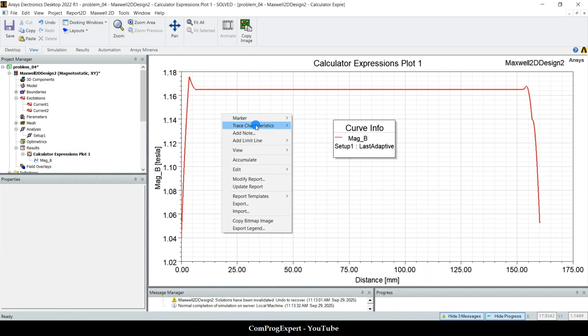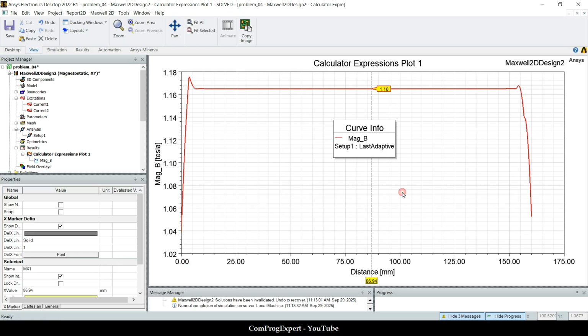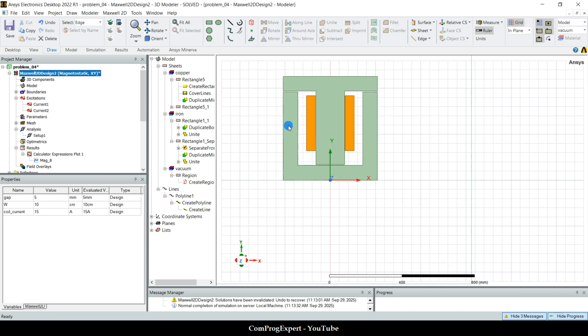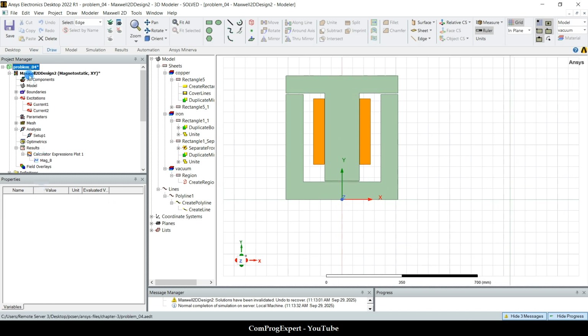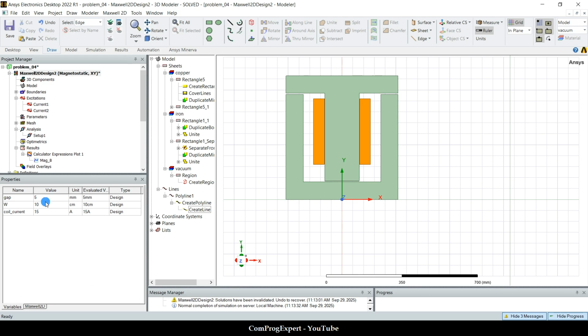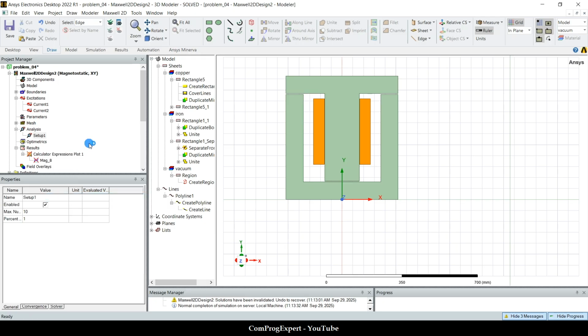What is the value here? Let's assign X marker. It is 1.2 Tesla, because in this case we have this value for the air gap. We didn't set the correct value. The value that we calculated is 4.04. So here 4.04. The value of the current is 15 amps. So let's repeat the analysis.